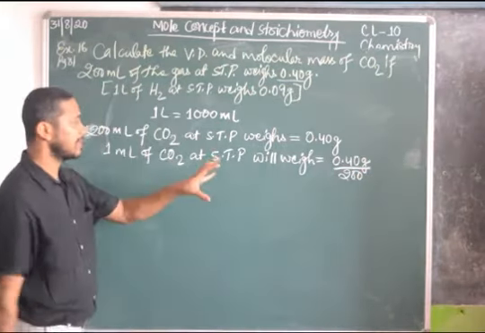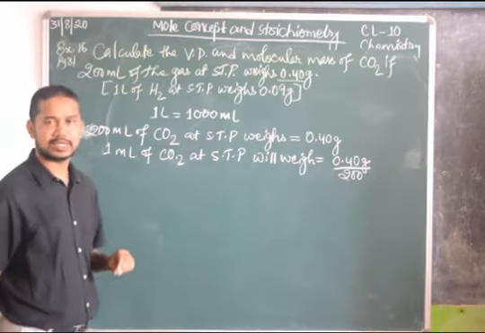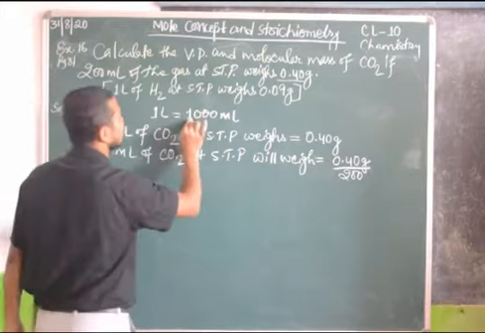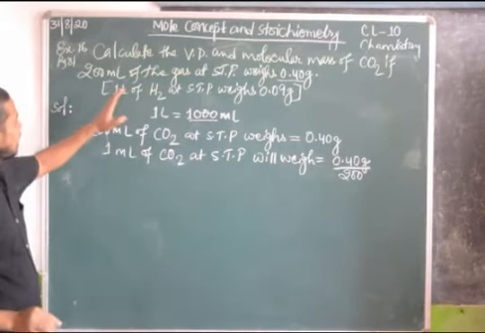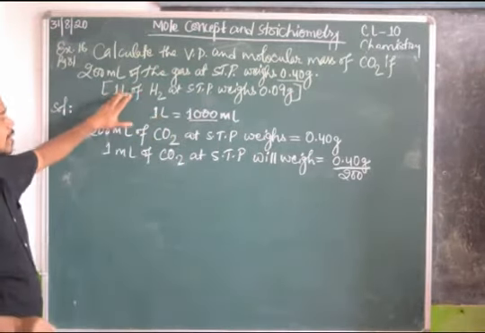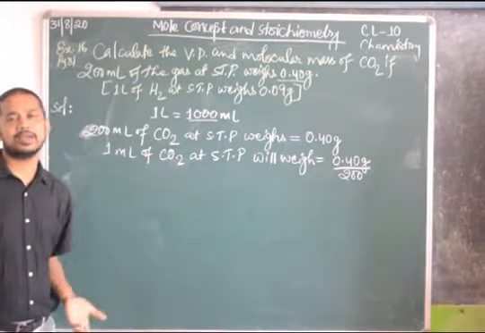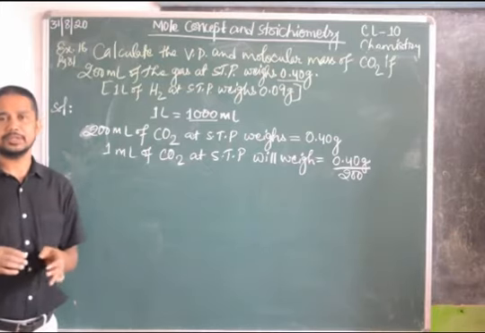Yes, this will be the mass of 1 ml of carbon dioxide at STP. But we need to find for 1000 ml. Then only we will have 1 liter of carbon dioxide and 1 liter of hydrogen. Then only we will have the same volume of carbon dioxide and hydrogen. Then only we can find vapor density.